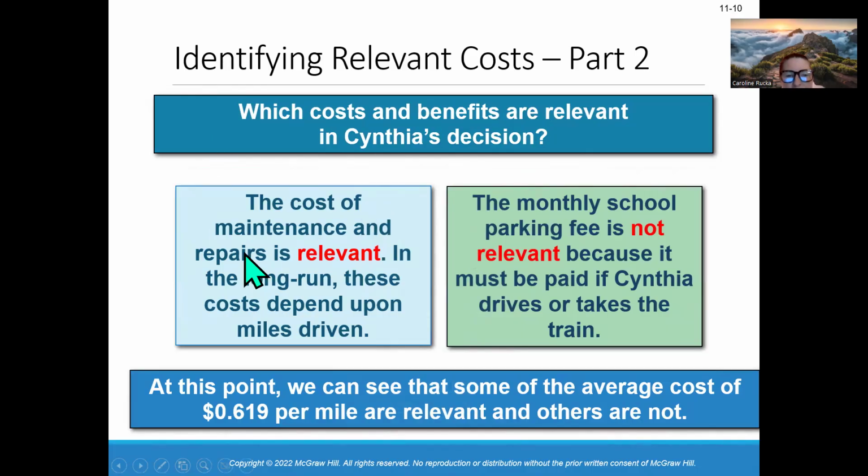The cost of maintenance and repairs on the car. That's relevant because in the long run, that's going to depend on how many miles you drive the car. The monthly school parking fee, not relevant. It must be paid if Cynthia drives the car or takes the train. So we can see that some of these per mile, these variable costs that we have in our cost list are relevant and others are not relevant.